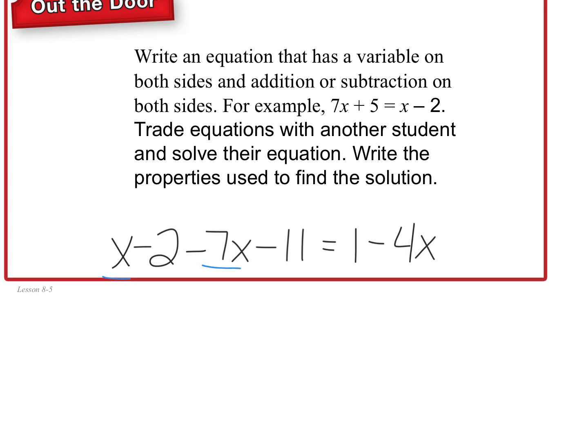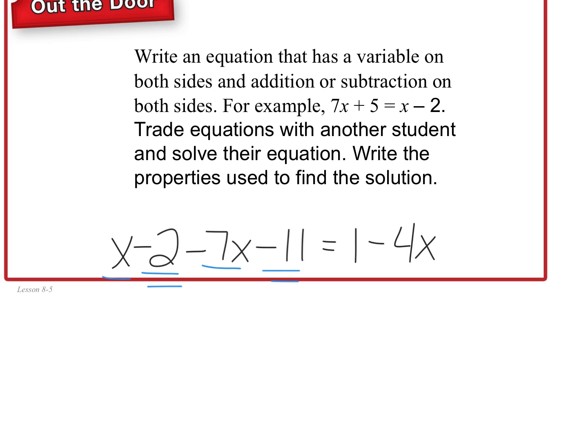When you're combining like terms, you only want to combine what's on the same side of the equal sign. So do the left side first. Okay, I'm glad you brought that up. I'm going to read the problem. So what other like terms do I have on the left side? Negative 11 and negative 2.